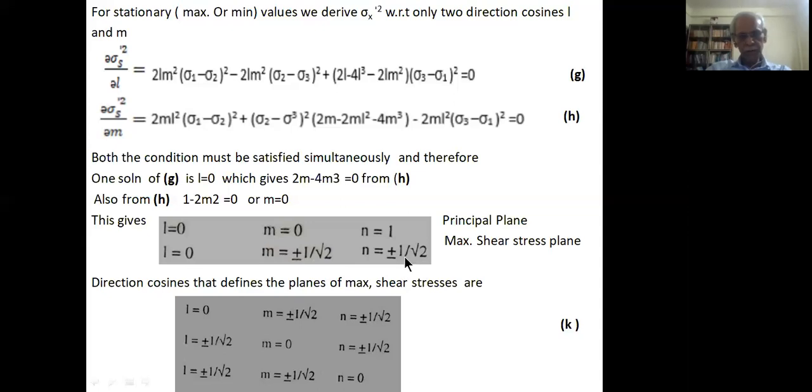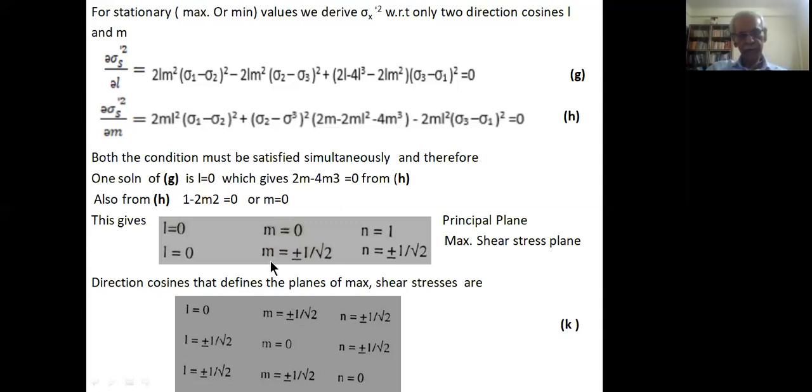Now, if you think carefully, you will see that the first condition applies to the principal plane, and the second condition applies to maximum shear stress. So the maximum shear stress conditions are L equal to 0, M equal to plus minus 1 by root 2, N equal to plus minus 1 by root 2.